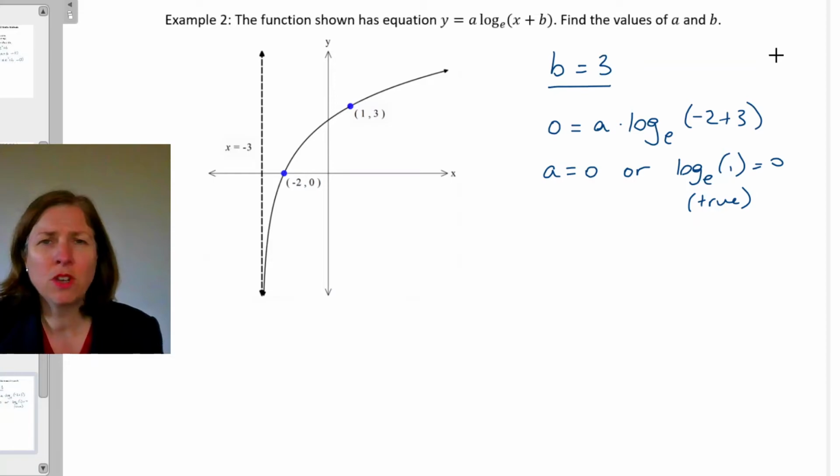Now if I use my normal method of the null factor law, that either gives me a is 0, which will just give me the equation y equals 0. So that's not the answer I'm looking for. Or it gives me log base e of 1 equals 0, which is always true. E to the power of 0 gives me 1, therefore log base e of 1 gives me 0.